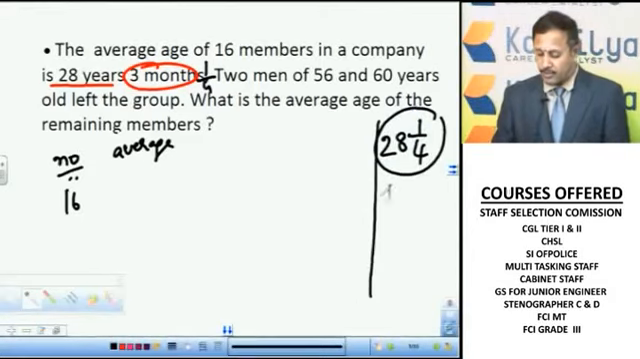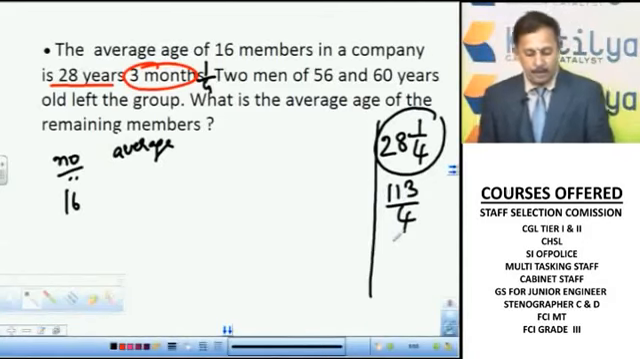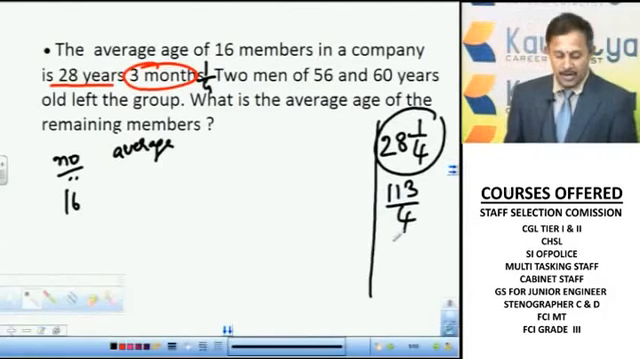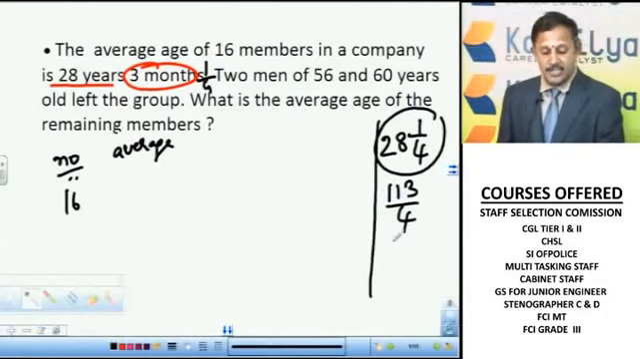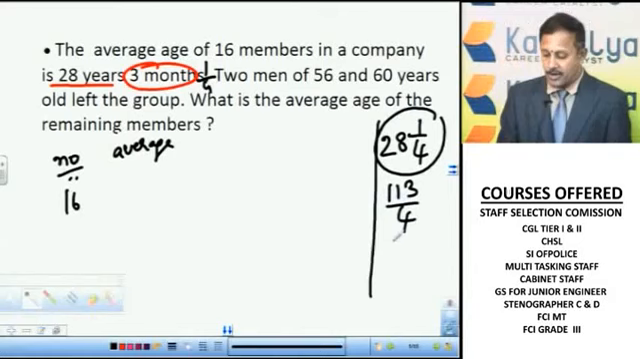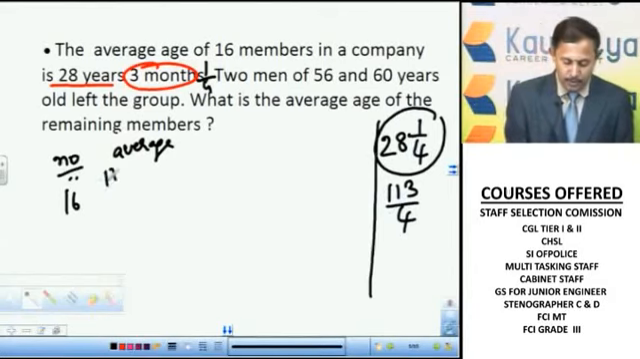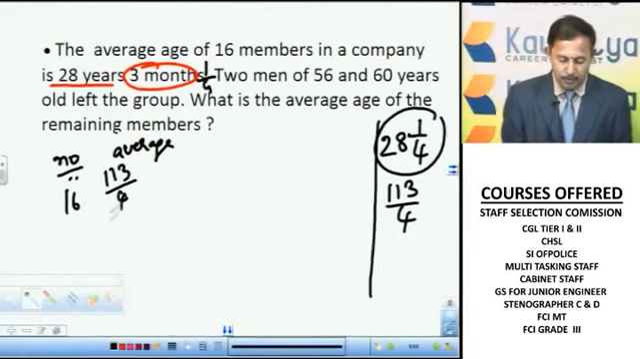So therefore this is equal to 113/4. There are 16 candidates in the group and the average is given as 28 years 3 months, or in other words 28 1/4, which is equal to 113/4. So therefore the number of candidates is 16 and the average is 113/4.